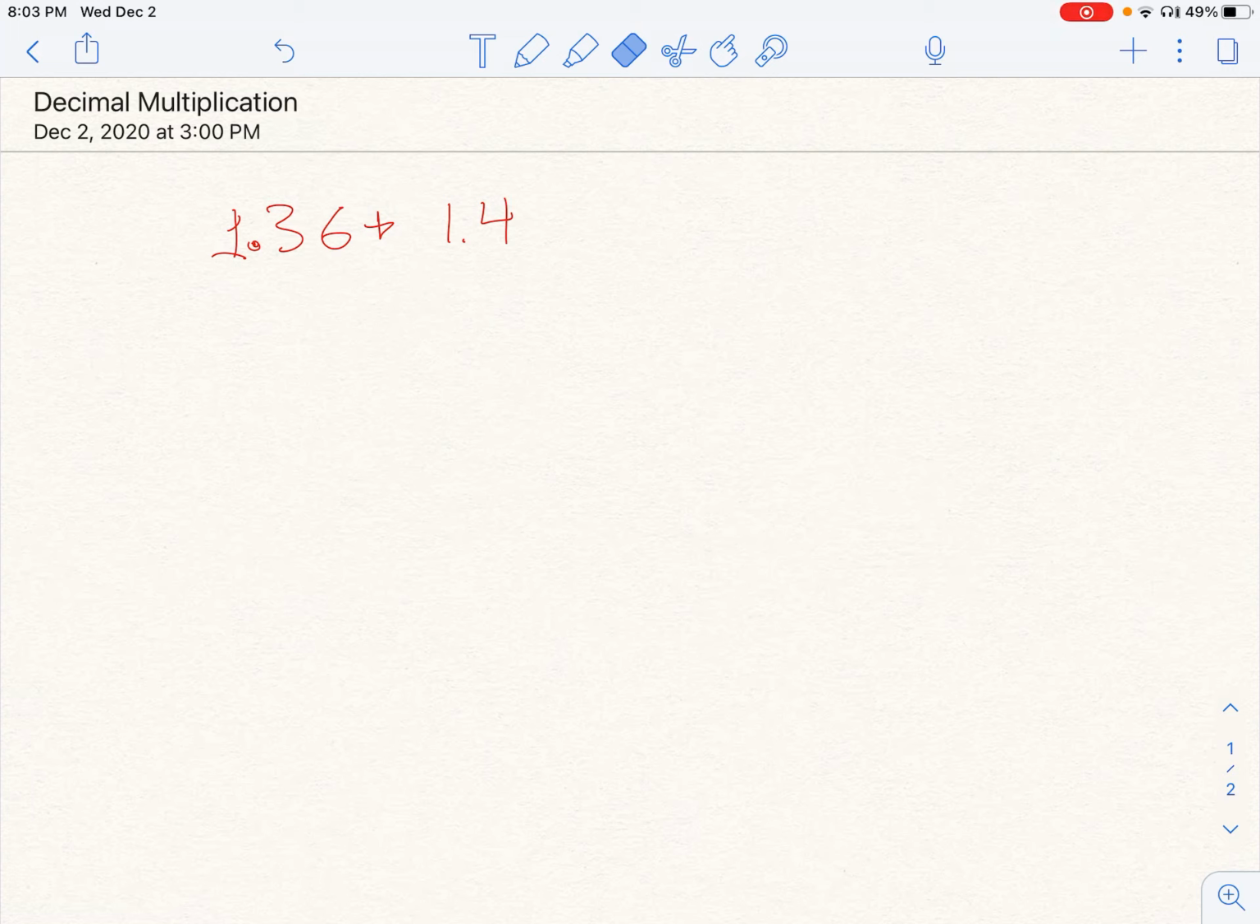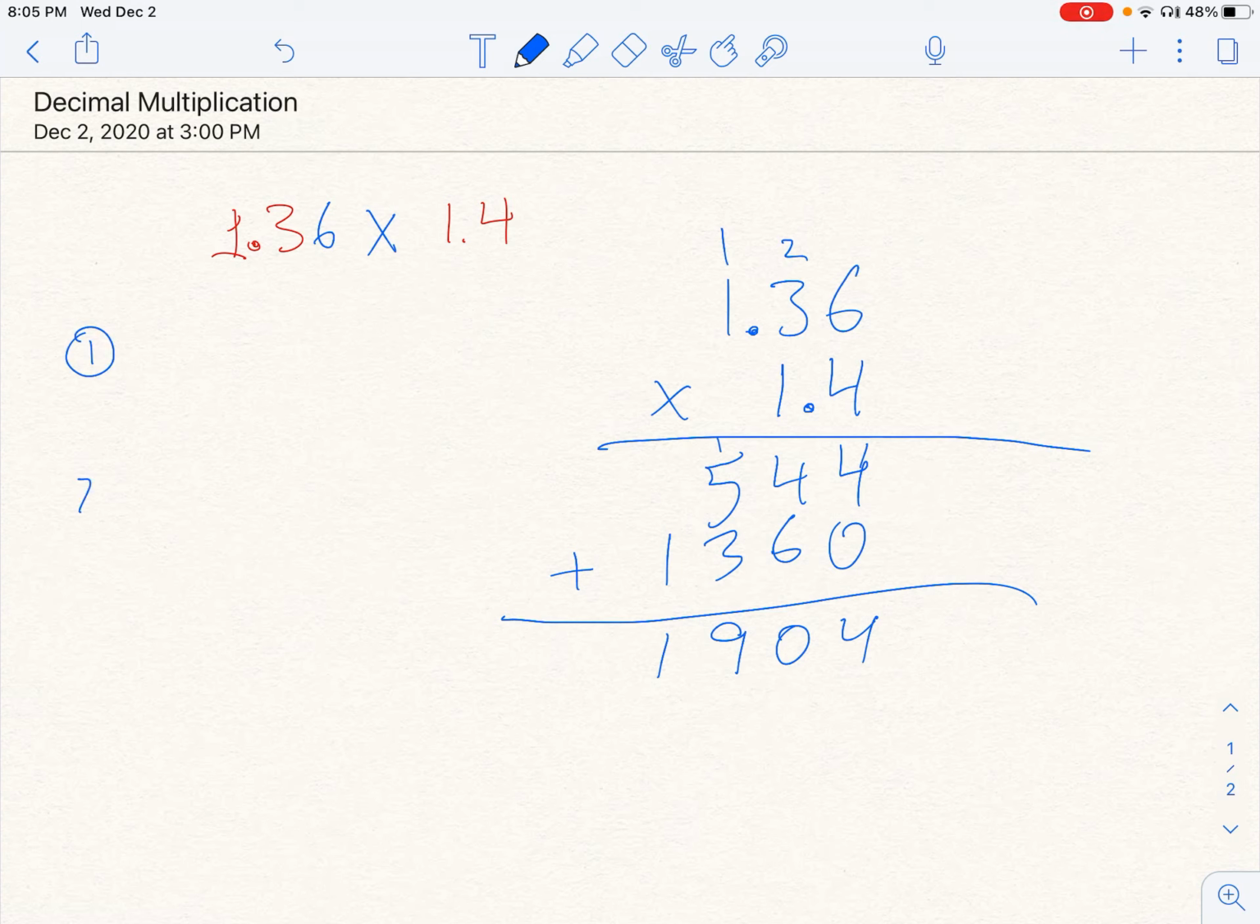Now is the always important part of putting the decimal in my answer properly. There are 2 ways that we're going to talk about doing this. Both of them work, and you should use both of them each time to make sure that you've done your answer correctly. The first one is going to be estimation. Before you have a fit, because you don't like doing estimation, this is really easy. 1.36 rounded to the nearest whole is 1. 1.4 is 1. 1 times 1 is 1.